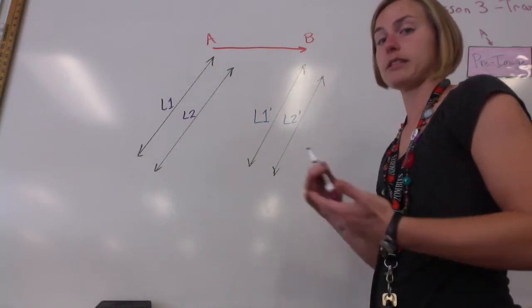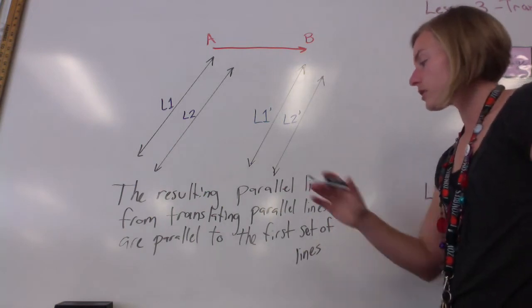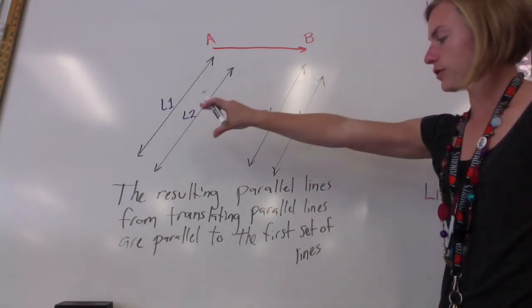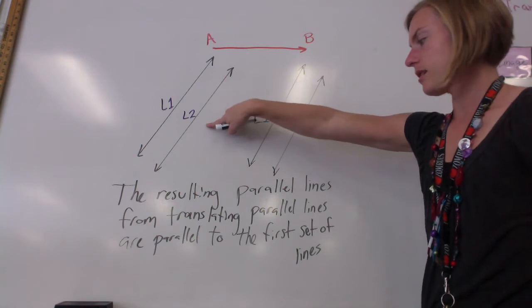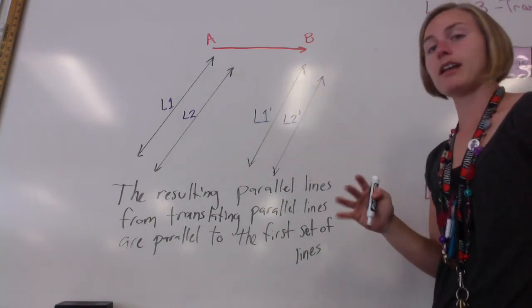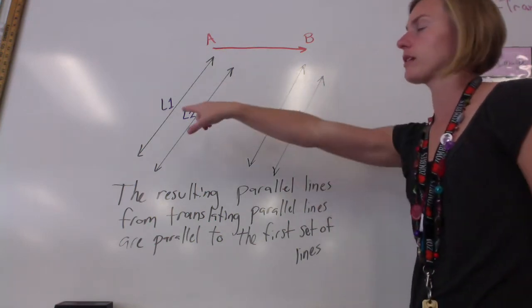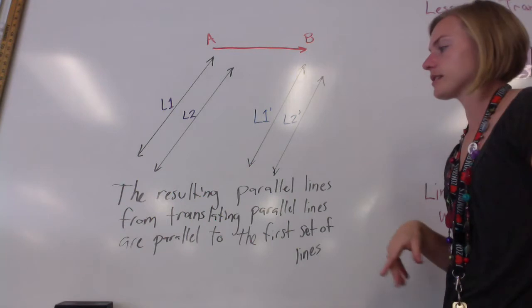So let's get that second part down. The resulting parallel lines from translating parallel lines are parallel to the first set of lines. That's kind of a mouthful, but it just means that all these are going to be parallel to one another. So we took parallel lines and translated them.